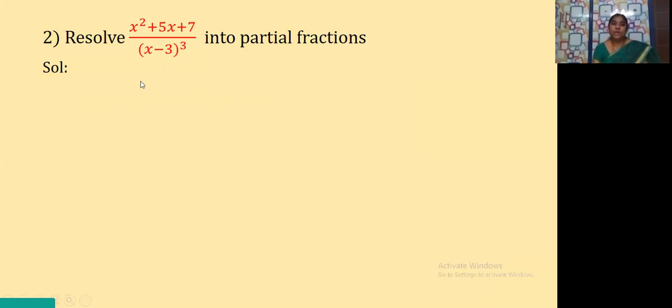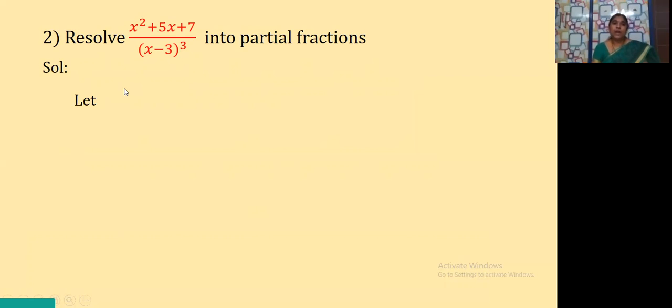Okay. Now let us see how to do this sum. If you observe here, only one linear factor is there, but it is repeated how many times? It is repeated 3 times. So that means what? How many partial fractions we get here? Because it is repeated 3 times, 3 partial fractions we get. Yes or not? So let us see here.